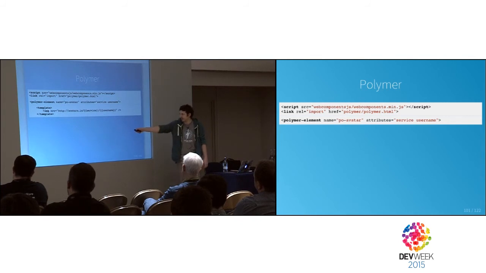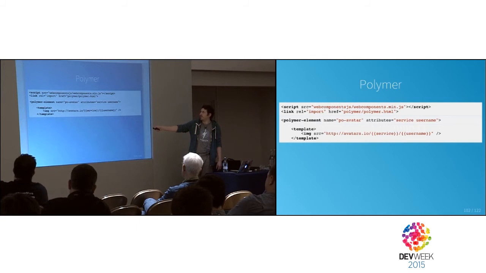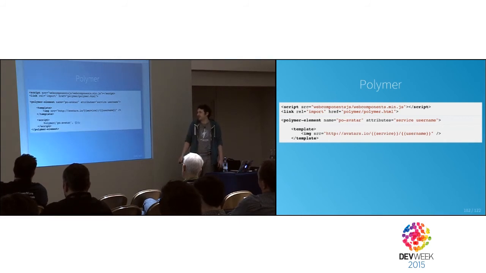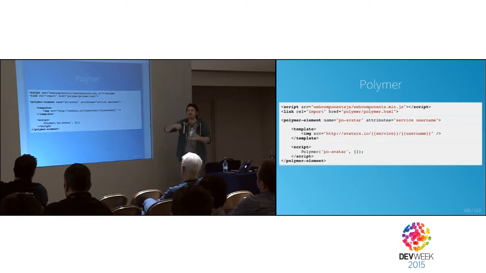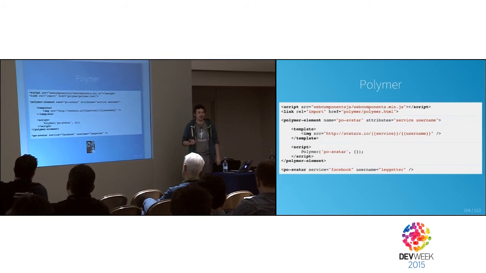I'm saying that I'm actually building an image. You'll notice this nice kind of shorthand that we saw in some of the other frameworks where we've got double curly brackets, service and username, so it knows when it renders this to grab it from the attributes. And then I need to register the Po avatar, and that's it. So you can see that they've really squashed that down and made it really easy to build Polymer elements. And then to use it, I just go Po avatar, service Facebook, username Leggetter, and it renders. Again, I'll share the slides, and you can look at the code, and it is that code.